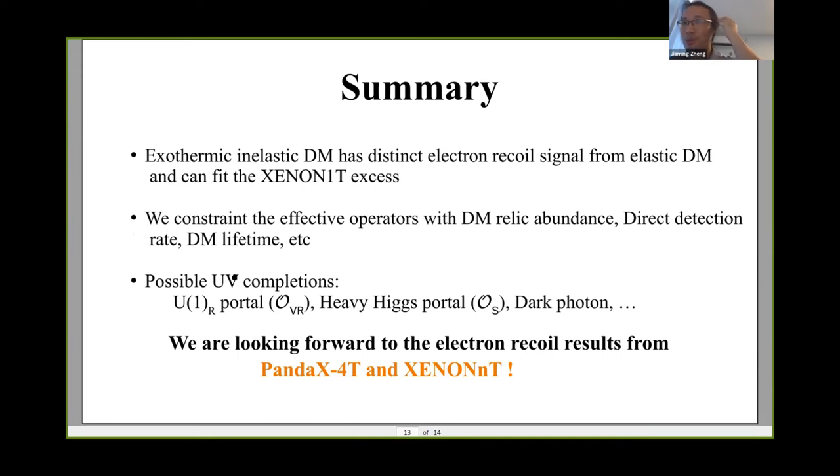Finally, I would like to mention that whether this xenon one-ton excess is just due to tritium background or due to new physics is still an open question, and it needs to be verified in future electron recoil results. And we are very much looking forward to the new results from PandaX-4T and XENONnT. Yesterday we heard about the first nuclear recoil result from PandaX-4T, and we hope that we would know the electron recoil result in the near future. That's all. Thank you.